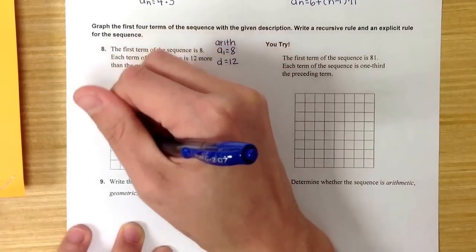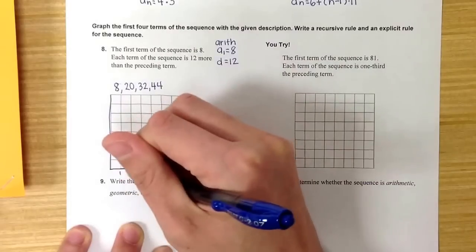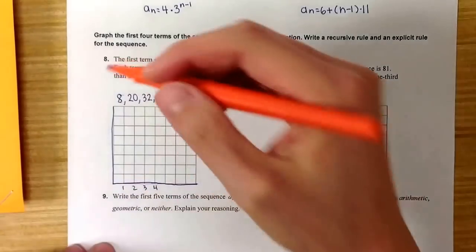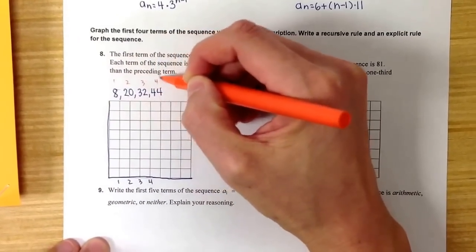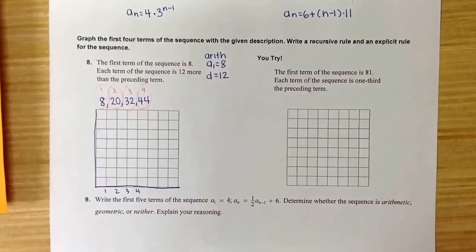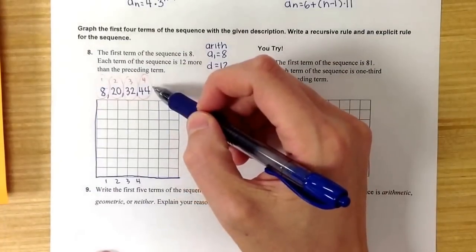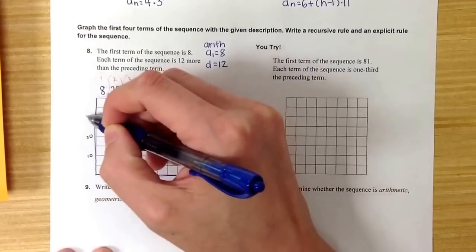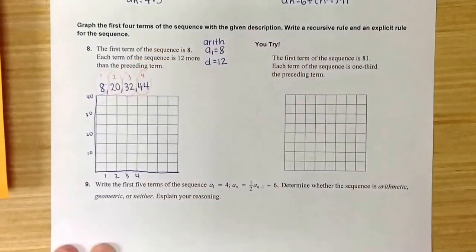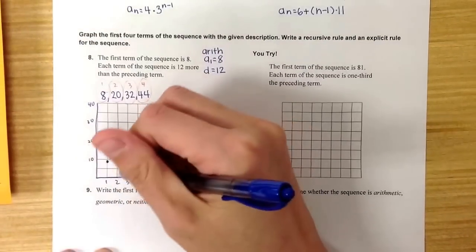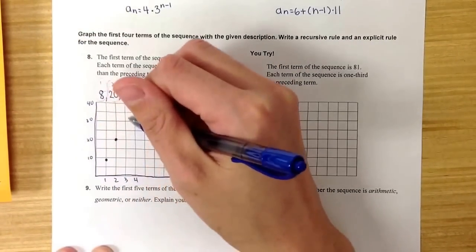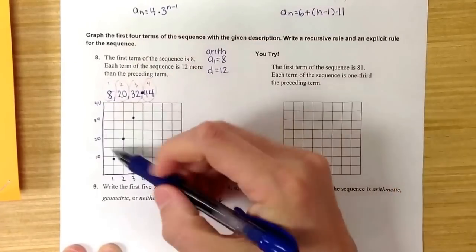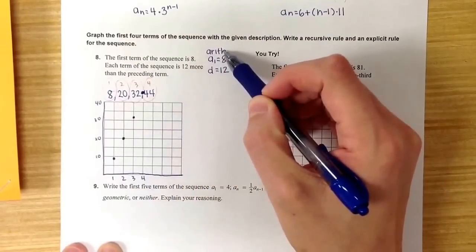And it says to graph. So here's my first, second, third, fourth term. Remember how we did this earlier? How do you know what your coordinates are? First, second, third, fourth. These are your coordinates. If I have to go up to 44, maybe I can count by 5s. Okay, so 5, 10, 15, 20, 25, 30, 35, 40. So I have (1, 8), (2, 20), (3, 32), (4, 44), probably up here. And look, straight line, which means it's arithmetic.